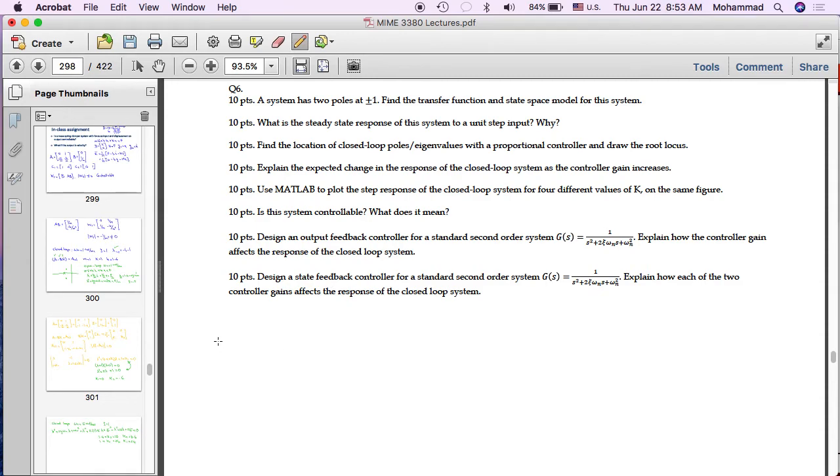So for transfer function G of s, it has two poles, so it can be seen as this, s plus 1 times s minus 1. So a transfer function like that has two poles. S plus 1 gives you a pole at -1, s minus 1 gives you a pole at +1. So this is the ratio of output over input.